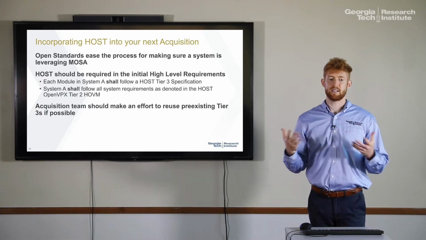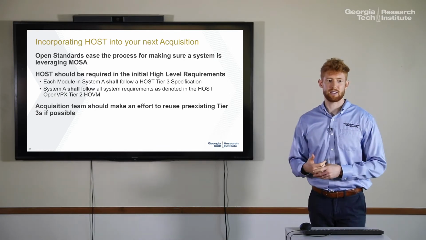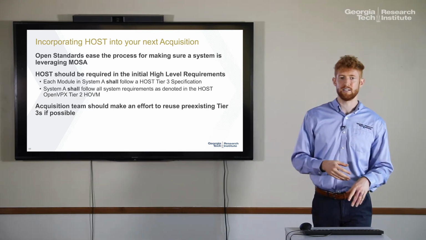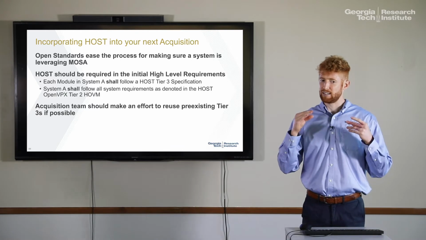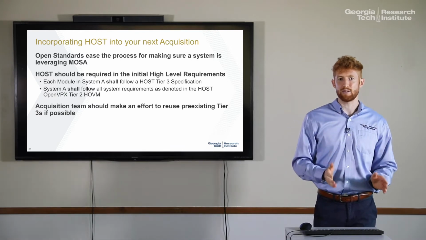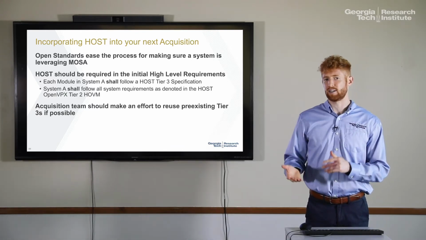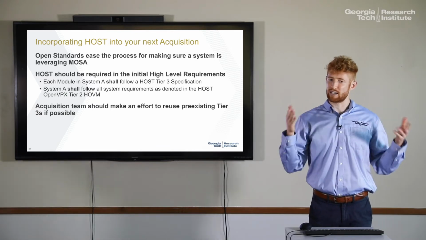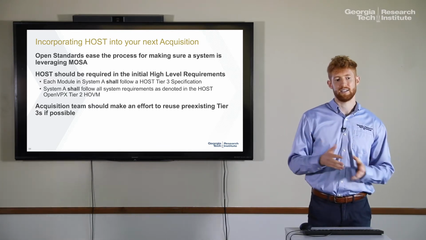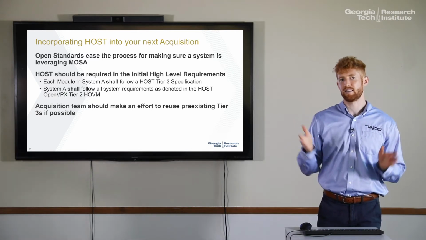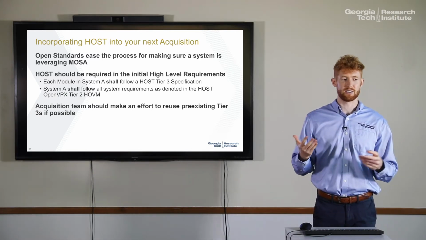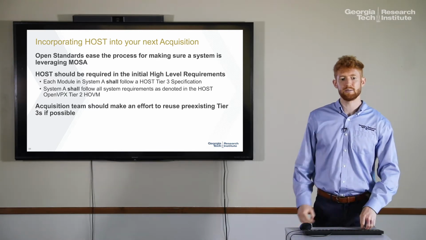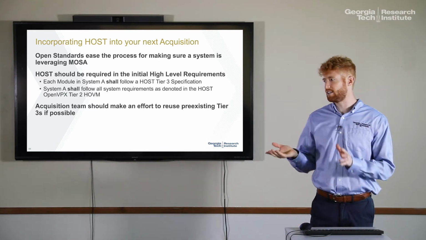Open standards ease the process for making sure a system is leveraging MOSA, following the MOSA initiative of the DoD. It does that by having a very standard set of requirements that vendors and integrators need to meet. When you know that, based on the tier 1 architecture that all these requirements flow under, if you meet all the requirements, you will have an open architecture solution that gets the benefits of open architectures. So how can you require this in your acquisition effort?